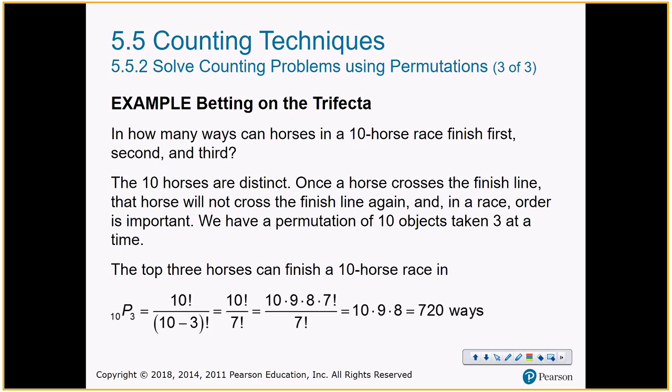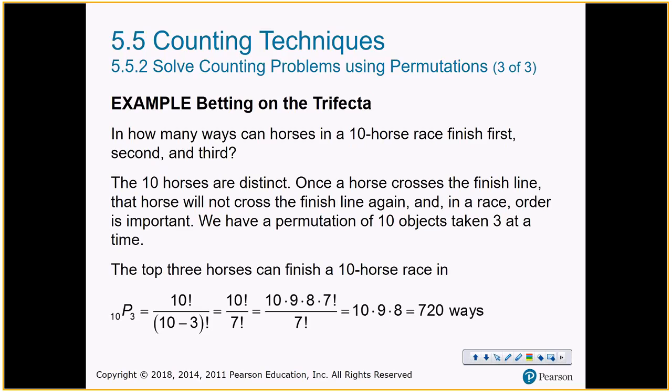Trifecta is when first, second, third. That's what trifecta is. All right. In how many ways can horses in a 10-horse race, n is equal to 10, come in first, second, and third? So what is r? 3. Okay? So how do you punch it in the calculator?